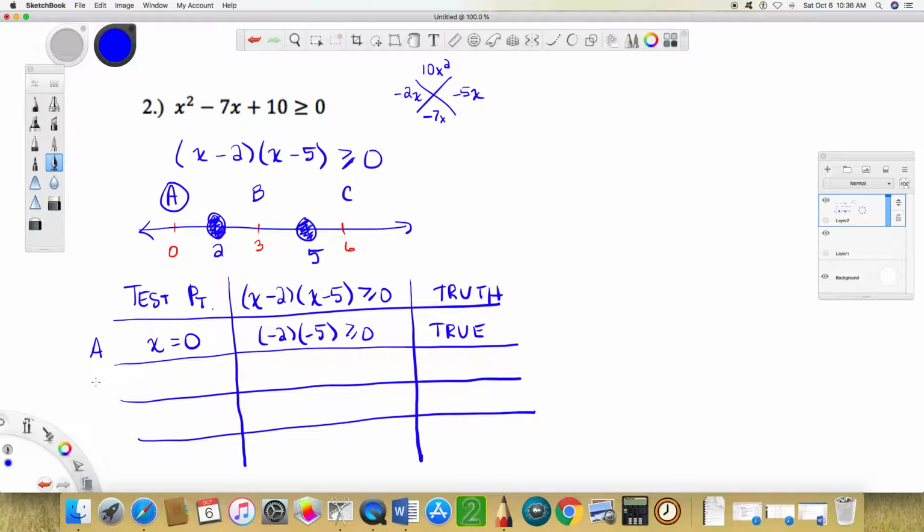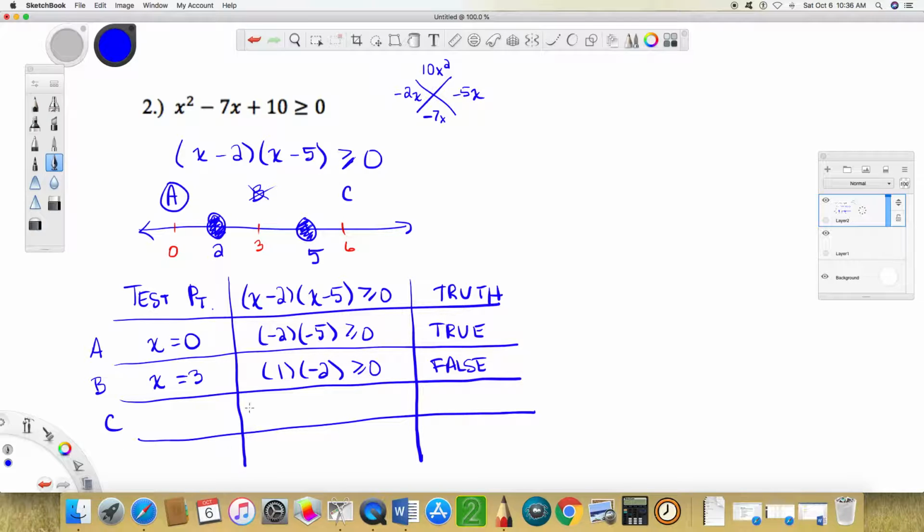this region. If I pick a test point from B, like 3, 3 minus 2 is 1, 3 minus 5 is -2. That product is -2, but negative numbers are not greater than or equal to 0. That's a false statement, so I'm not going to shade any point in that region.